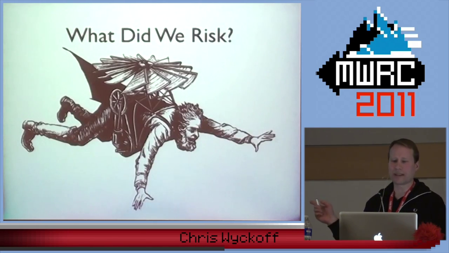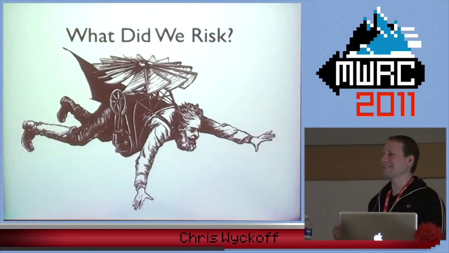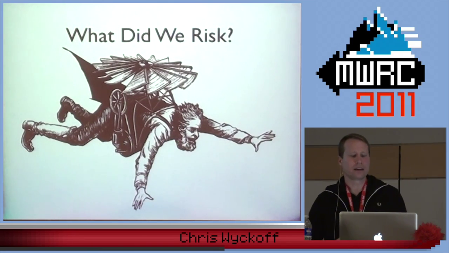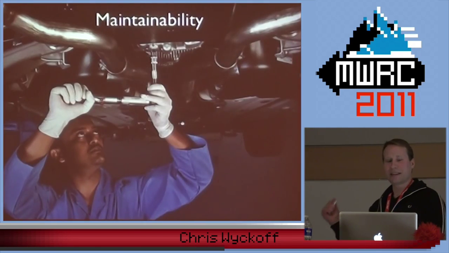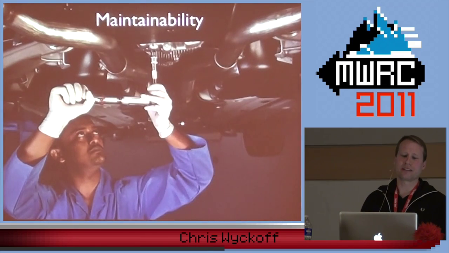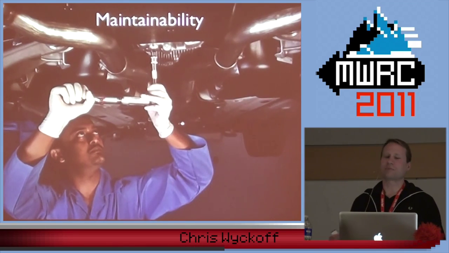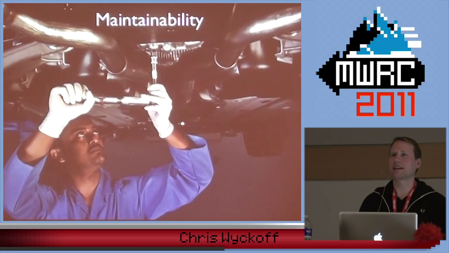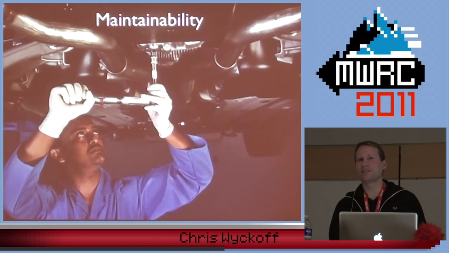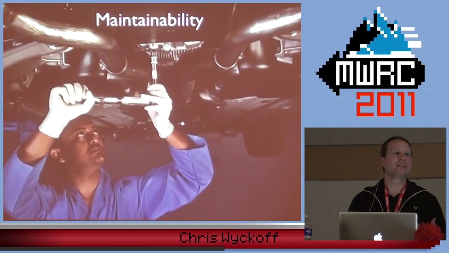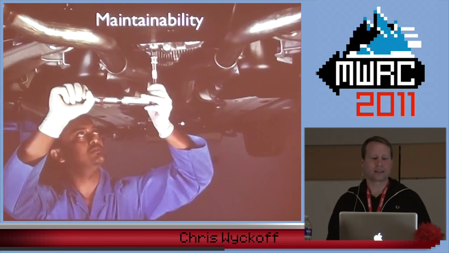All right. So, what did we risk? We thought there was a lot to gain from this approach. But what did we risk? Maintainability. It's kind of the flip side of the coin. Because although single responsibility services and apps are easy to maintain in isolation, we now have coordinated collections of services that we're responsible for, and that can cause maintenance headaches. In particular, coordinated deployments can be very labor intensive and can be a real headache.